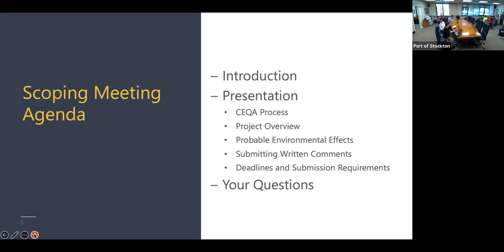And with that, since we've already done some introductions, I will go over what this presentation tonight will cover. So our presentation includes an overview of the California Environmental Quality Act, or CEQA, and the associated CEQA scoping process. Then we will present an overview of the proposed project, including its objectives, location, size, design features, and timeline to help you understand the project specifics. Finally, we will explain the process for providing questions, comments, and feedback on the notice of preparation. Next slide, please.